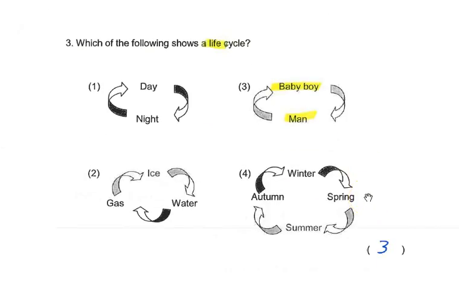Which of the following shows a life cycle? Okay, a life cycle has got to do with something alive. Baby, boy, and man. The rest are not.